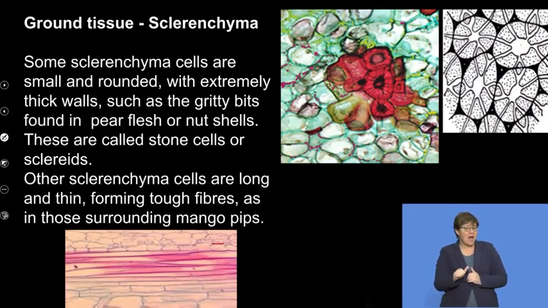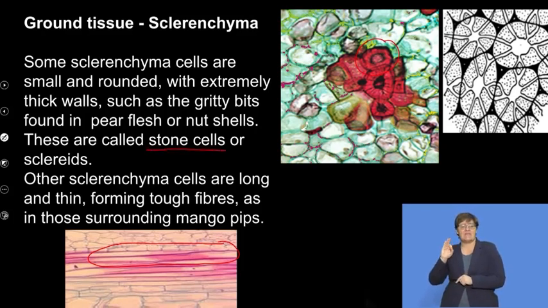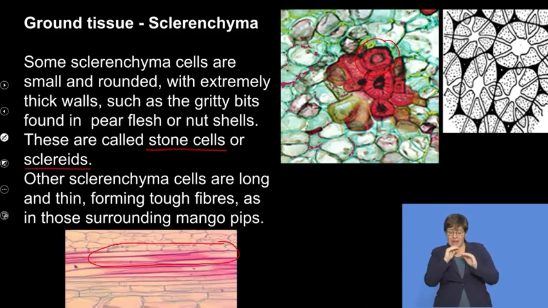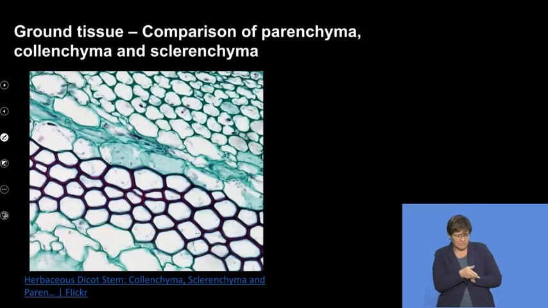Some Sclerenchyma cells are elongated with their thick walls. Others are short fat cells. And this example is found in pear flesh. And if you ever eat a pear, you sometimes find those hard, gritty bits, and those are special Sclerenchyma cells called stone cells. Why they're in a pear, I don't know. But the ones that are found in grass stems are actually very good for support.